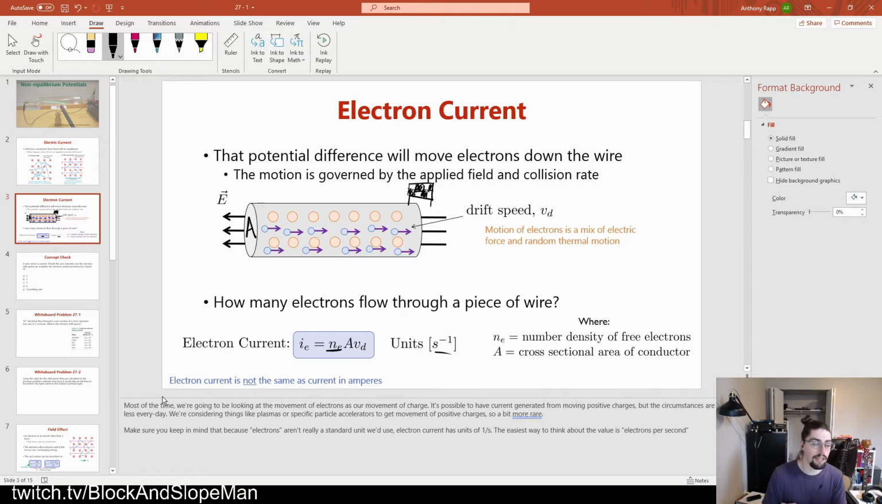If you have seen anything with electric circuits before, electron current is not the same thing as the conventional current measured in amperes or amps. So keep that in mind. We'll talk about that soon, but it's not quite the same thing. Electron current is something a little bit more unique.